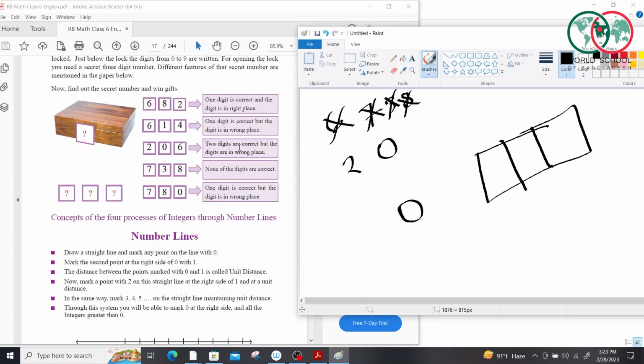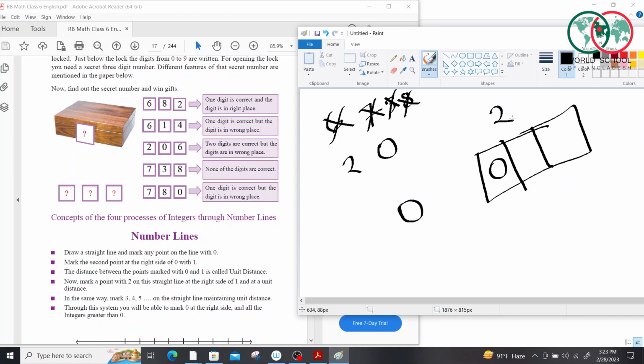Okay, look here, 2 digits are correct, but the digits are in the wrong place. That means here it is written 2 digits are correct, and we already know that 2 and 0 are correct, but they are in the wrong place. That means 0 would be in the 100 position, because here 0 is in the 10 position, and it is also written that it is in the wrong place. Here it is in the 1 position, and it is also written in the wrong place. So 0 has to be in the 100 position. Now remains 2, where 2 will be.